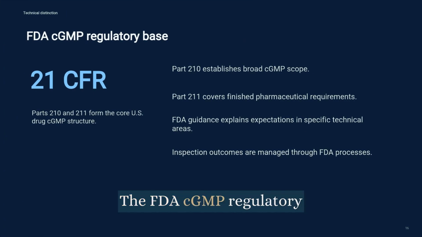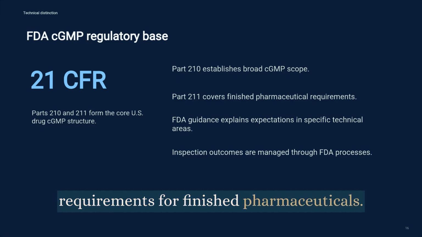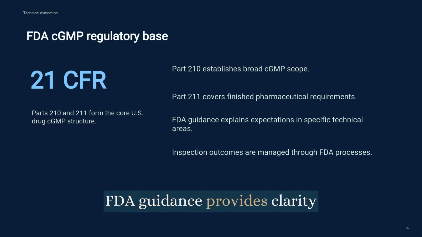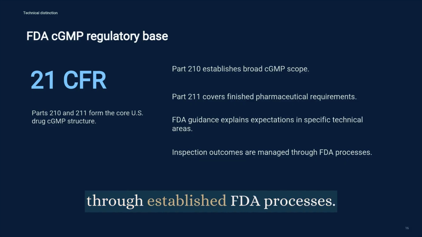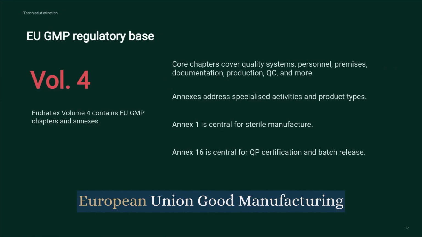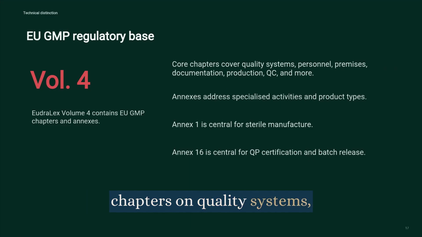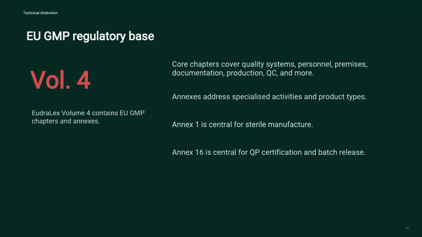The FDA cGMP regulatory base is outlined in 21 CFR Parts 210 and 211. Part 210 defines the broad scope of cGMP, while Part 211 details requirements for finished pharmaceuticals. FDA guidance provides clarity on technical expectations, and inspection outcomes are managed through established FDA processes. EudraLex Volume 4 outlines European Union good manufacturing practice regulations, featuring core chapters on quality systems, personnel, and production. Annexes provide guidance on specialized activities.